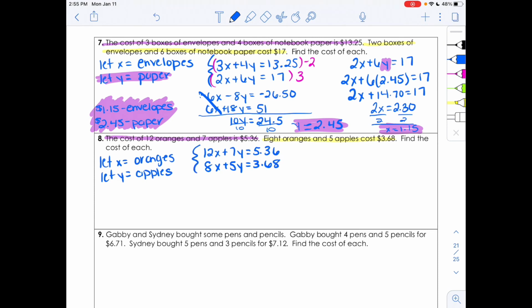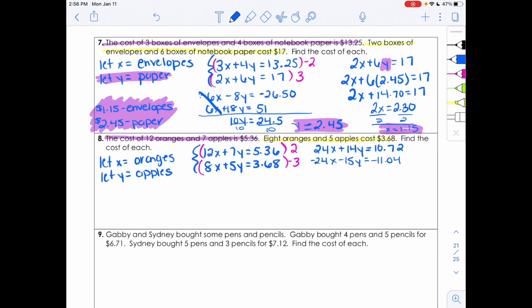Now that I have my system, I can solve it using substitution, graphing, or elimination. I'm going to use elimination by multiplying my top equation by 2 and my bottom equation by -3. This will help me eliminate my x values. When I multiply the top equation by 2, I get 24x plus 14y equals 1072. And when I multiply my bottom equation by negative 3, I get negative 24x minus 15y equals negative 1104.